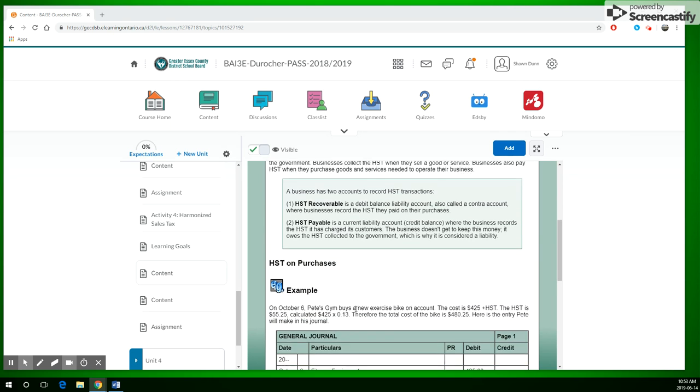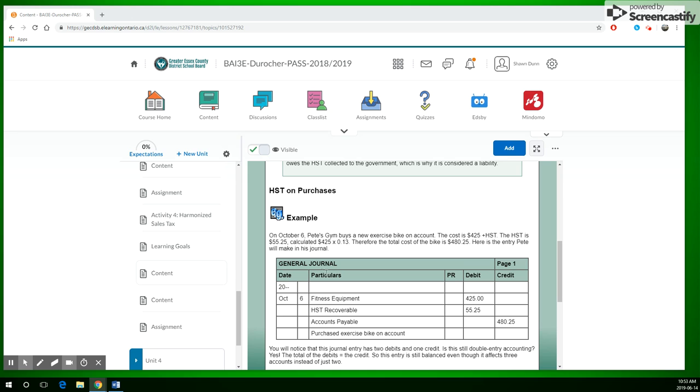Now, in here, they give you some examples. So here's one for Pete's Gym. He buys a new exercise bike on account. The cost is $425 plus HST. So you can see here that the HST was actually $55.25. It's calculated by taking $425 and multiplying it by 13%. So therefore, the total for the bike is $480.25.